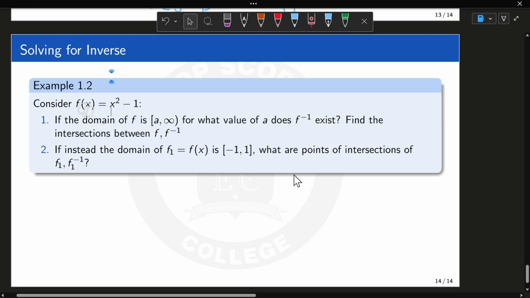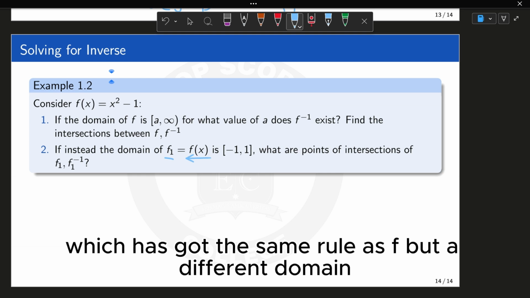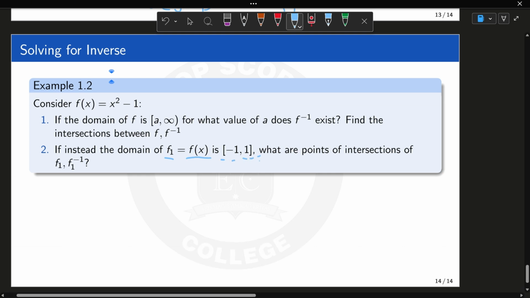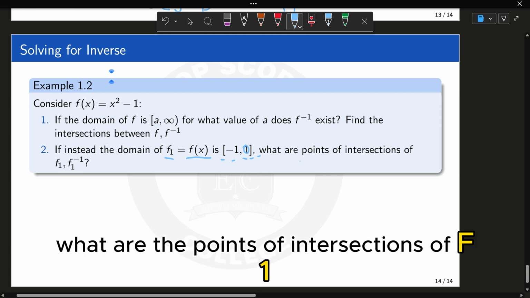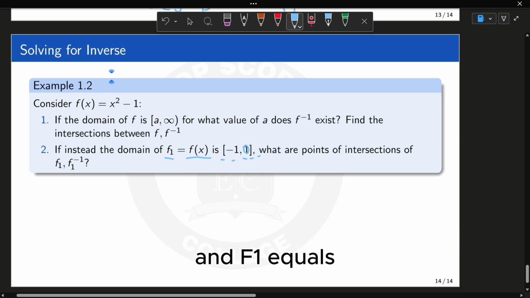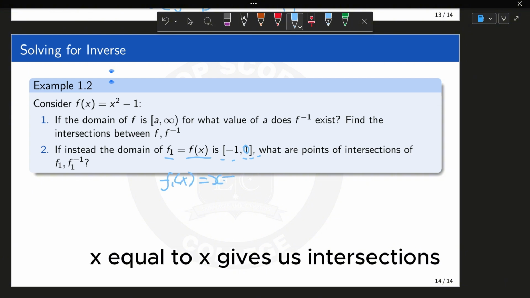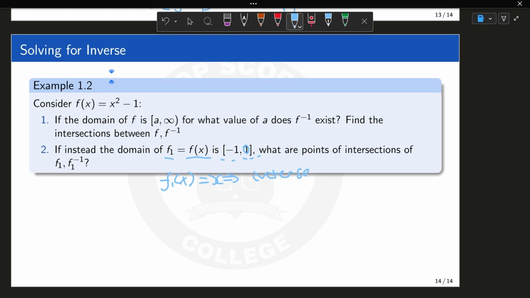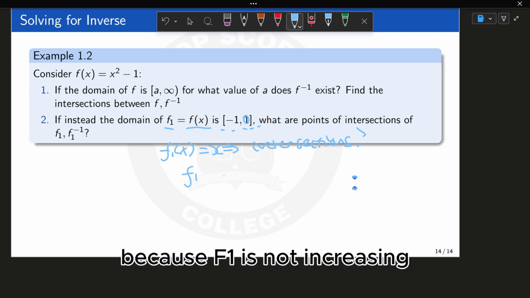The question: suppose a new function is defined as f1, which has the same rule as f, but a different domain of -1 to 0. What are the points of intersection of f1 and f1 inverse? Can we still use the rule that f1(x) = x gives us intersections? In this case, no, because f1 is not increasing.